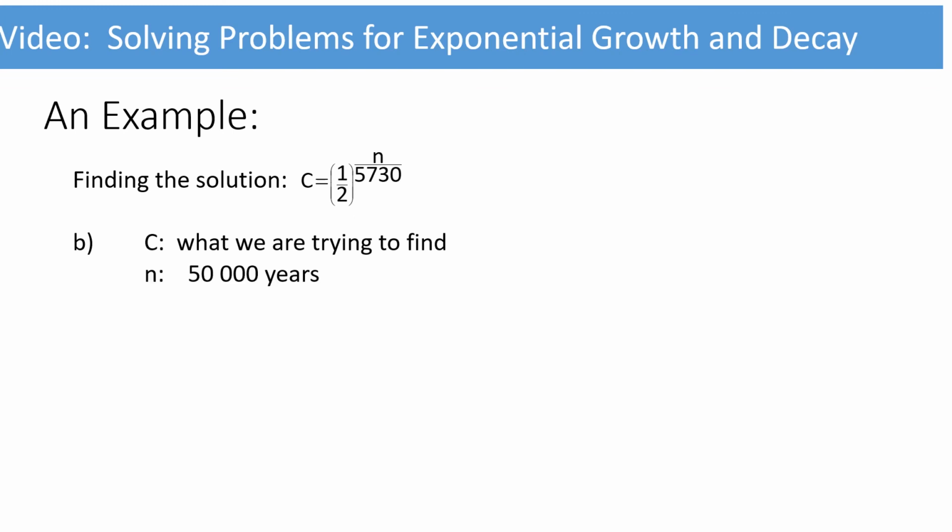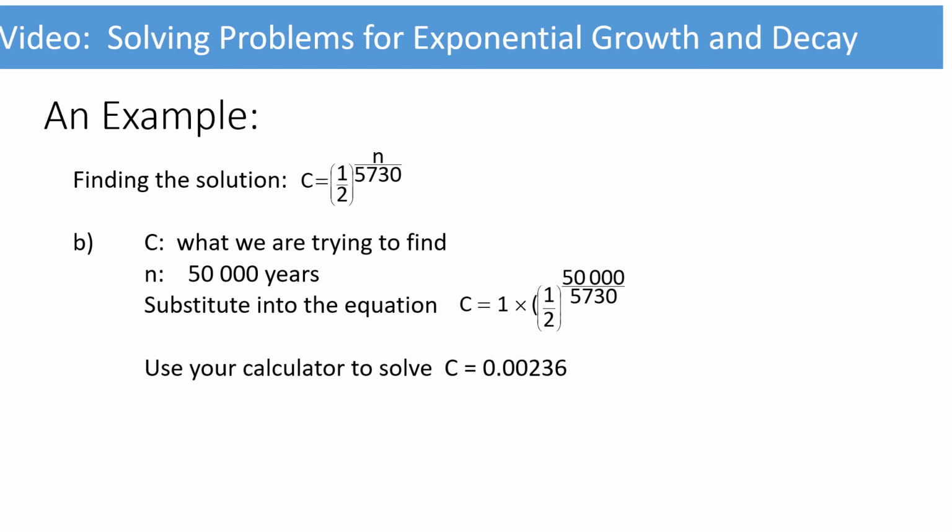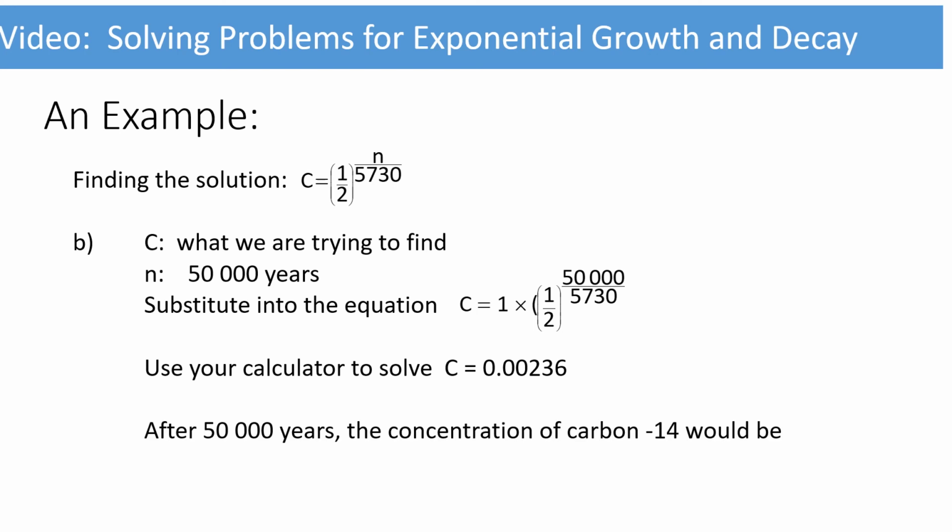Here's part B. In this one, we're trying to find the concentration in the bone after 50,000 years. Substitute into the equation. C is 1 times 1/2 to the exponent 50,000 divided by 5,730. Use your calculator and you will find that C is 0.00236. So after 50,000 years, the concentration of carbon-14 would be 0.00236 parts per trillion.